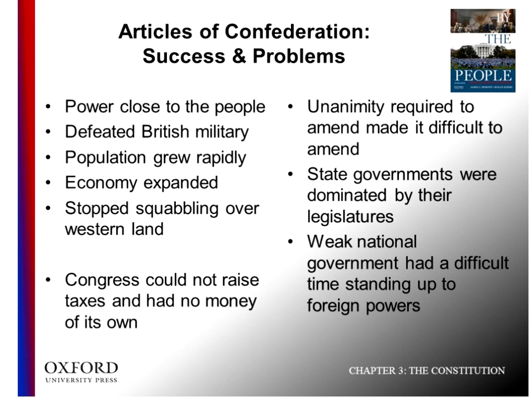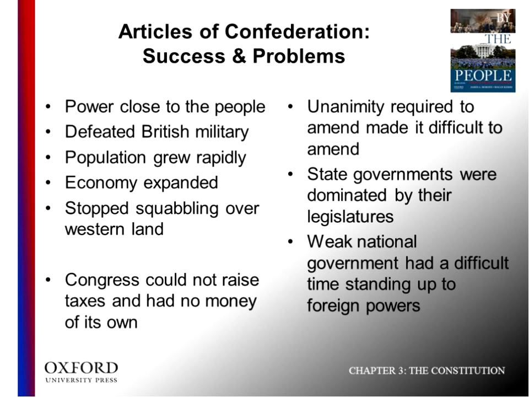So what were the successes of the Articles of Confederation? As I mentioned, the power was close to the people. Under the Articles of Confederation, they did defeat the British military through the combined might of the states. Population did grow rapidly. The economy expanded. They stopped squabbling over Western land that had been conquered through the French and Indian War. But the problems were many.